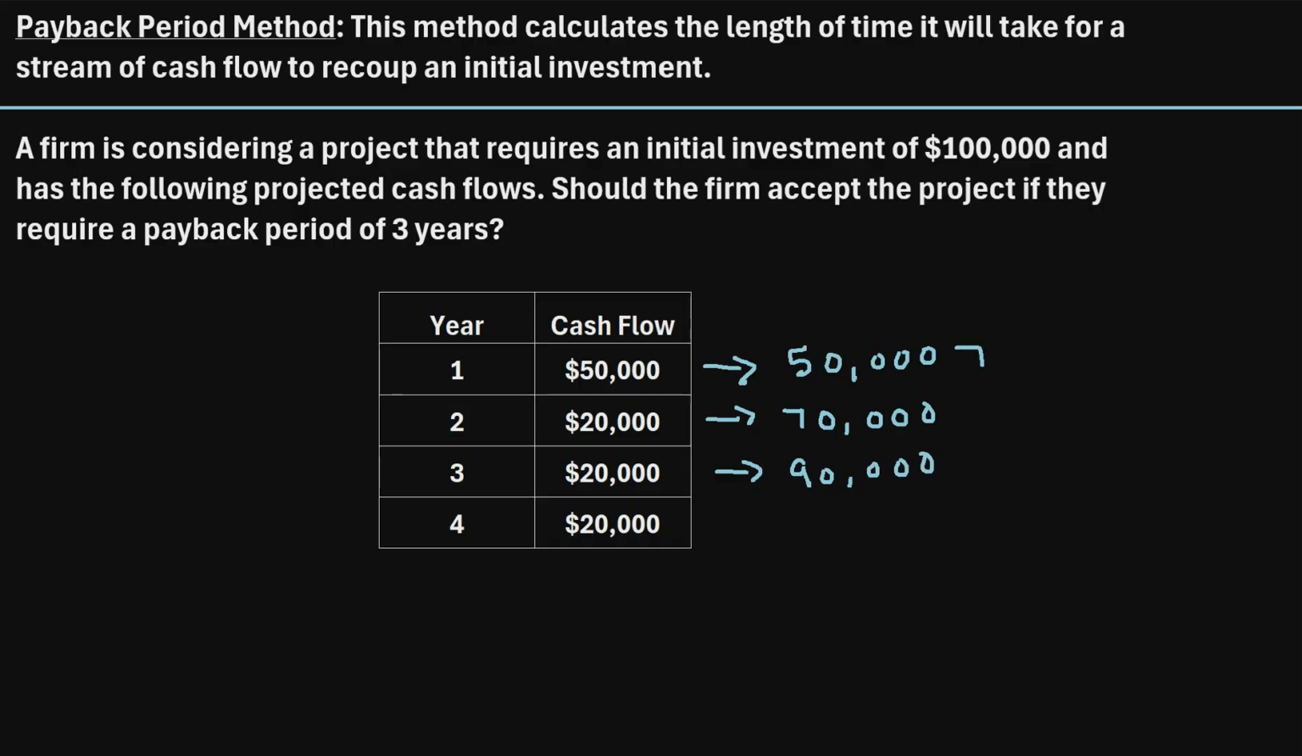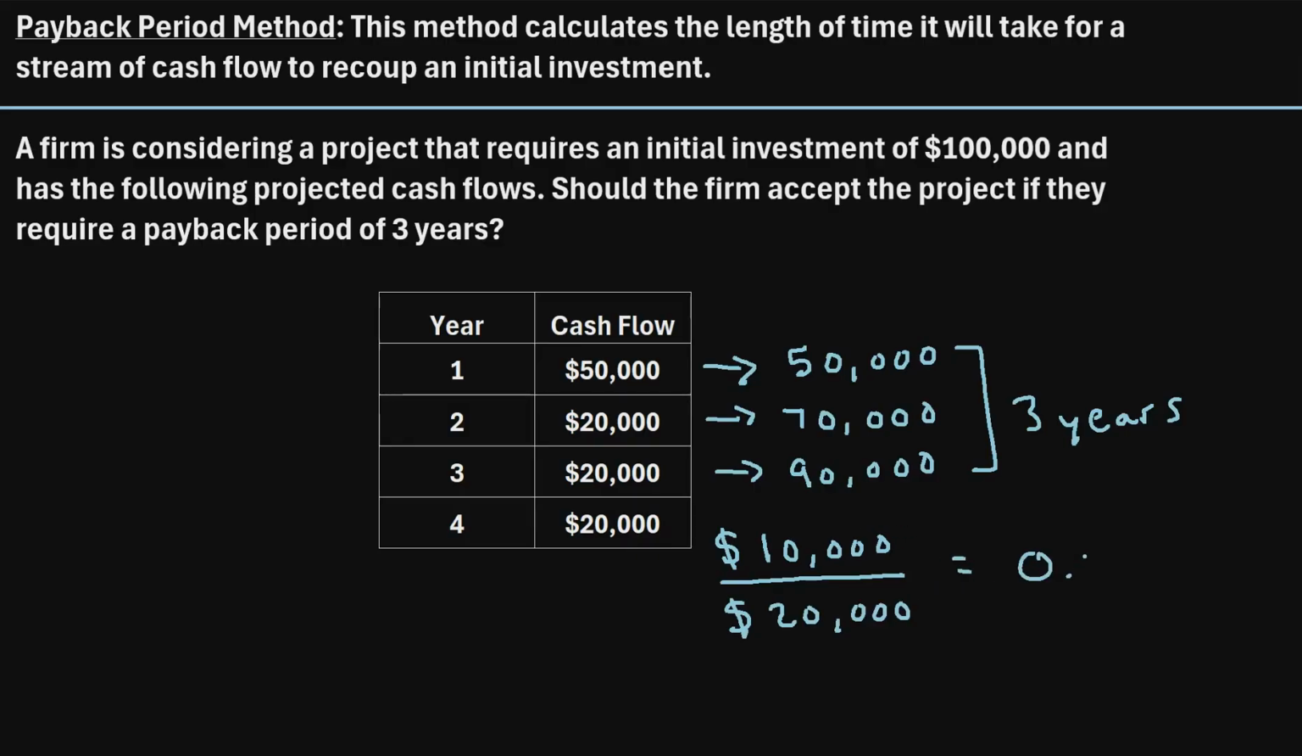So we can see after 3 years, let's write that right here. After 3 years, we have recouped $90,000. Now, to get to this total of $100,000, we need $10,000 more. So we know that in year 4, we're expecting to cash flow $20,000. So we're going to get that extra $10,000 at some point in this year. To find out when, we can do $10,000 divided by the total amount that we expect to cash flow that year, which is $20,000. So $10,000 divided by $20,000, that turns out to be 0.5.